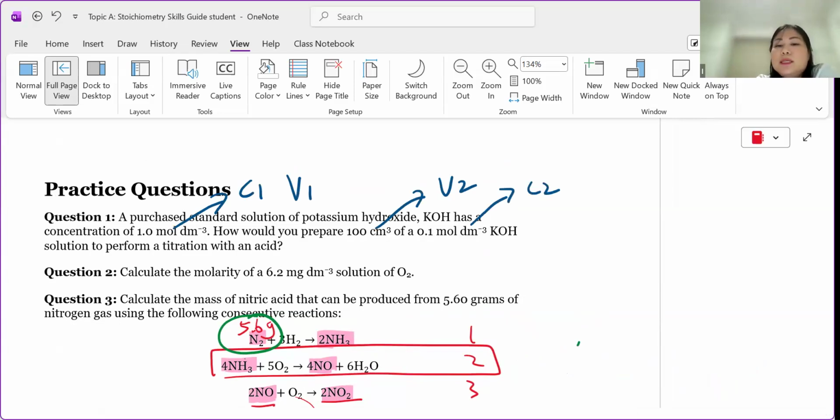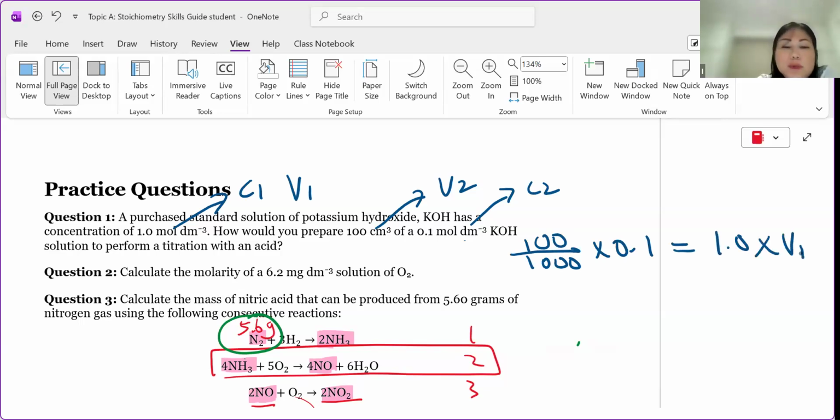Remember, cm³ to m³, cm³ to dm³, so I have to divide by 1,000. So that's the volume in dm³ times 0.1. So this is C2V2 equals C1V1. Then you can rearrange the equation and you find V1.